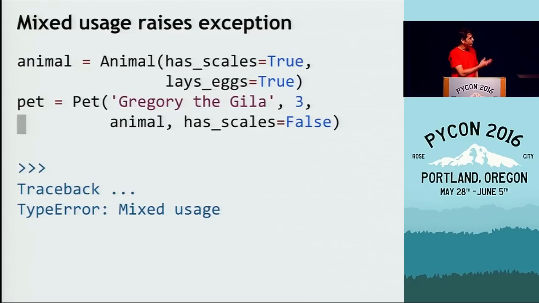And so now you can see, I can verify that this works as advertised. I create an animal instance, and then on this line, I pass both an animal and has scales to the function, and it freaks out, and it raises an exception. You can't do this. You can't mix old and new at the same time.